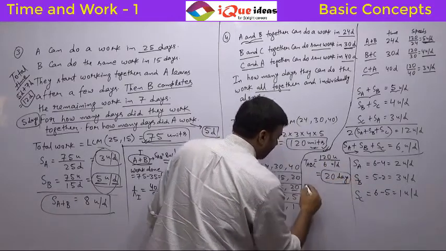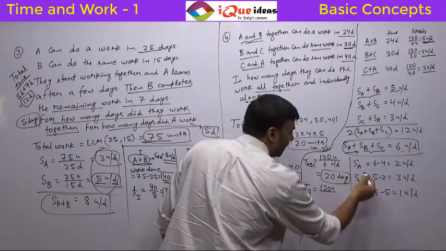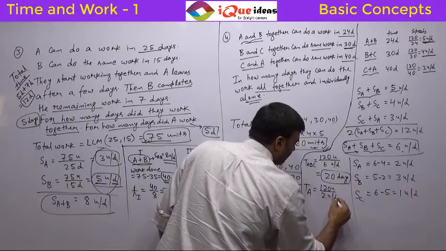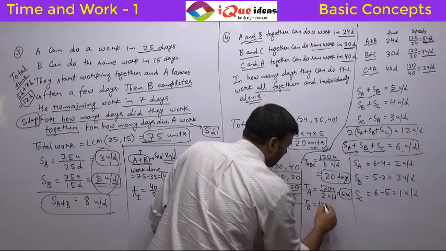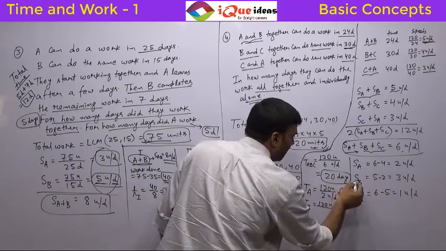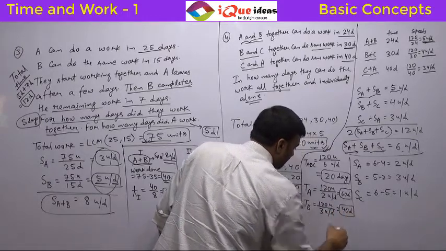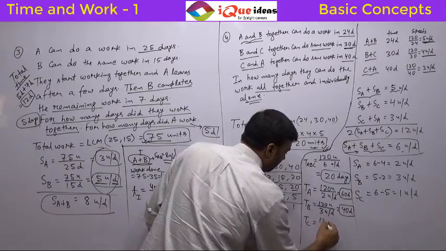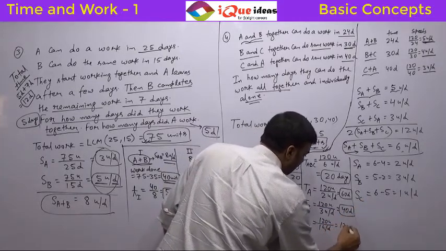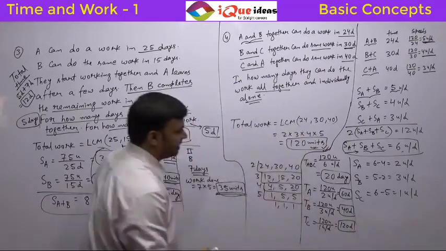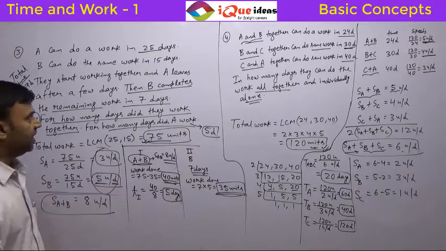Right? Similarly, what will be the time taken by A alone? The total work is 120 units. Speed of A is 2 units per day. So it will be 60 days. What will be the time taken by B alone? See, 120 units is the total work. Speed of B is 3 units per day. 120 by 3 is 40 days. Similarly, time taken by C will be 120 units divided by speed of C is 1 unit per day, which is equal to 120 days. So this was one very beautiful example of LCM method. Alright. Now let's go to the next question.